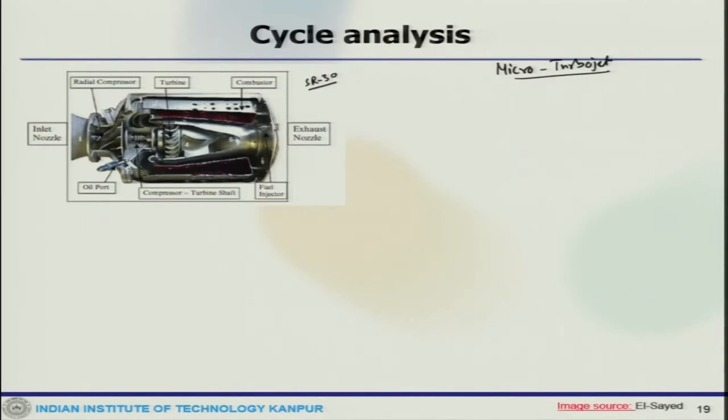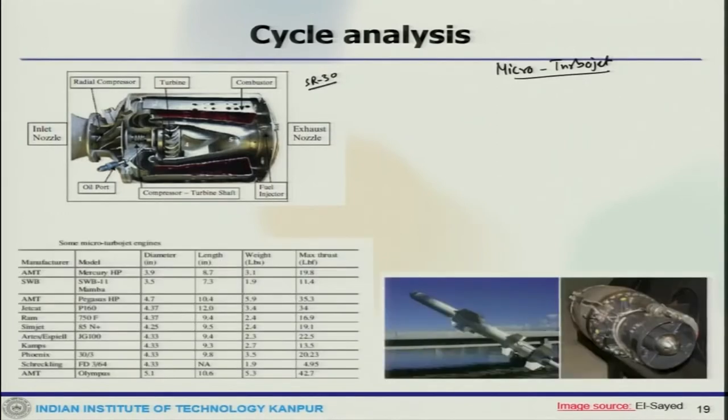This is one of the micro turbojets. The first commercial micro turbines were made available by JPX in the early 1990s. Shortly after that, Germany and the Netherlands set out to develop powerful, lightweight micro turbines. Now, these are some micro turbine engines which you can see, and this is one example of that micro turbine.